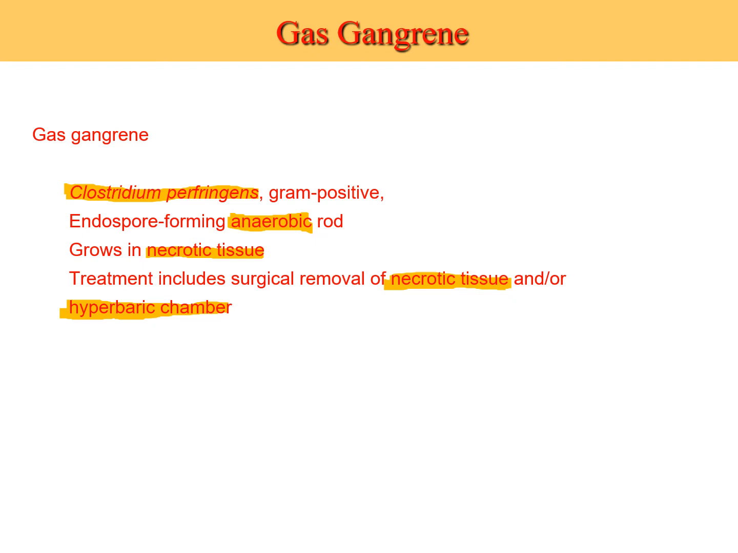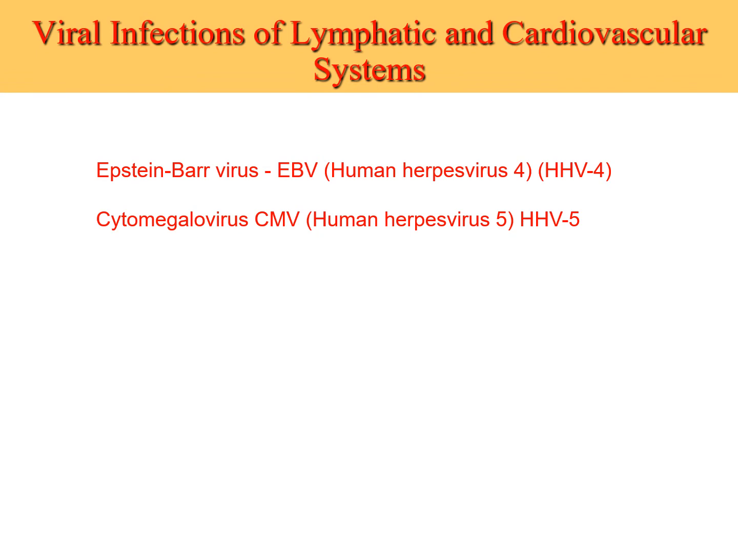Treatment is by removal of all necrotic tissue and sometimes putting the patient in a hyperbaric chamber. That's a high pressure chamber with an oxygen enriched atmosphere, because oxygen is toxic to the organism since it's an obligate anaerobe. This is the kind of organism that typically causes infections in wounds contaminated with dirt and feces that you might find on a farm, deep penetrating wounds.